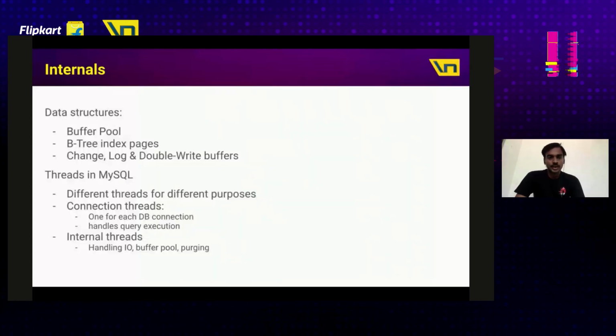To understand more, let's understand some basics of MySQL. MySQL has various data structures like the buffer pool, B-tree pages, and different buffers like change, log, and doublewrite. It also has many threads for different purposes. There are connection threads, one for each DB connection, used for all the query handling, and it also has many internal threads used for IO, buffer pool, and other activities.